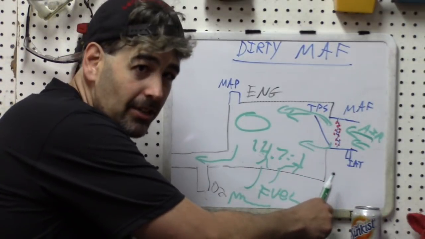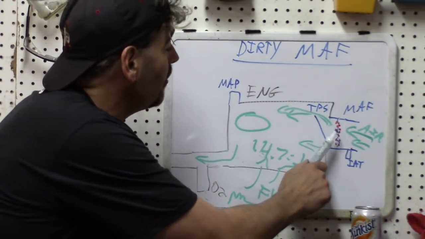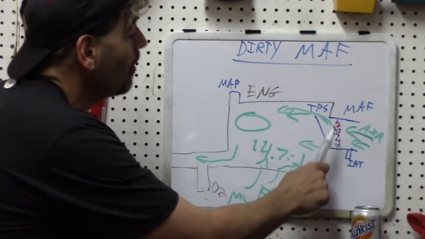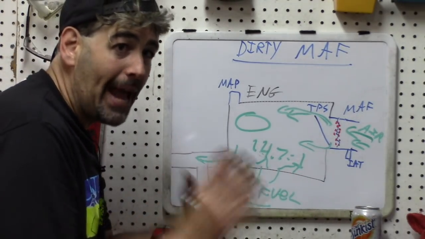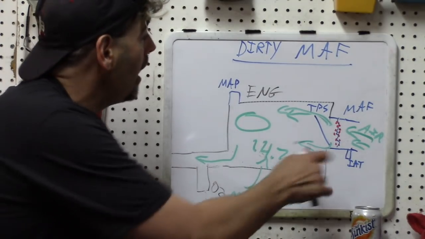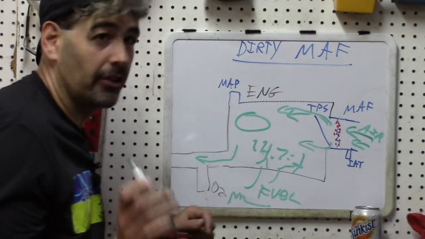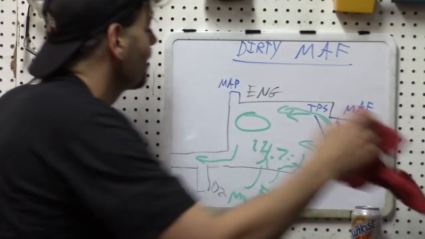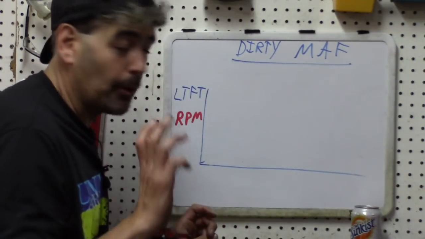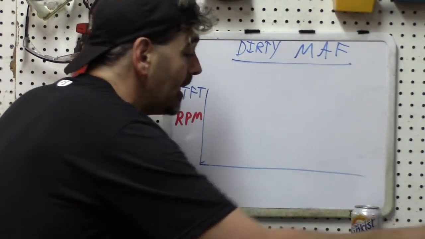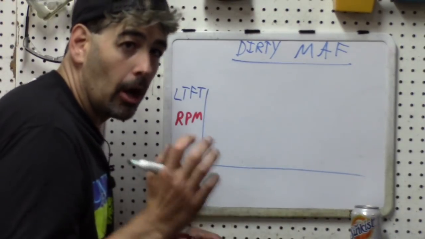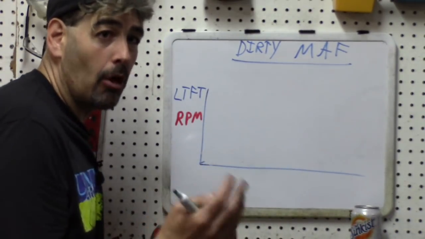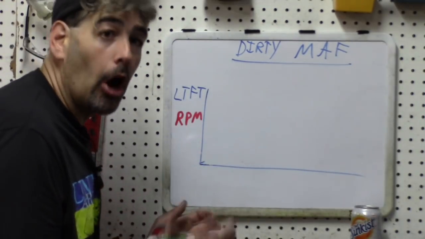So on a lean condition, one of the things that I'll look for, if I'm suspecting a dirty MAF sensor, is a particular pattern on my scan tool that would indicate the MAF sensor is to be suspected. So barring an actual MAF error code, but a lean code where I'm suspecting an air induction problem, what I'll do is, on my scan tool, graph my long-term fuel trim against RPM.